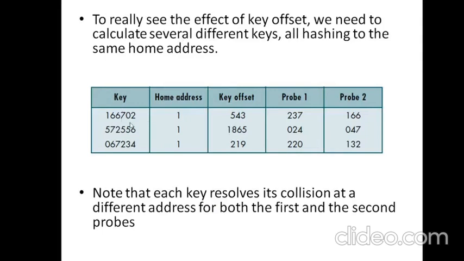See, the same key produces different addresses. 543 is the offset. During the first probe it generated 237. During the second probe it generated 166. And similarly for different keys you can see different addresses generated. That is the crux of the key offset scheme. It produces different addresses when the key varies. Whereas the other schemes do not consider the key at all, and so they result in a pattern of addresses which are repeatedly the same for multiple keys.